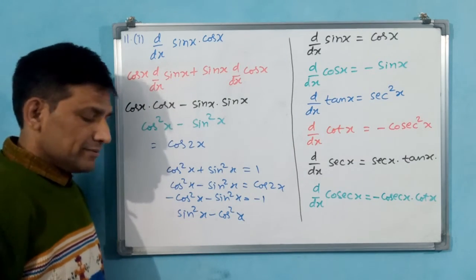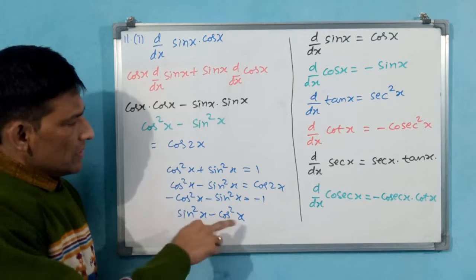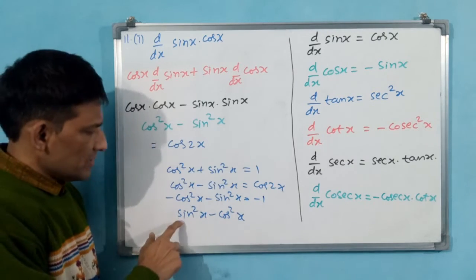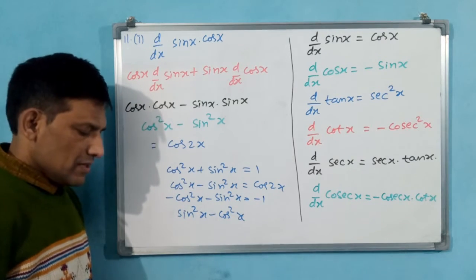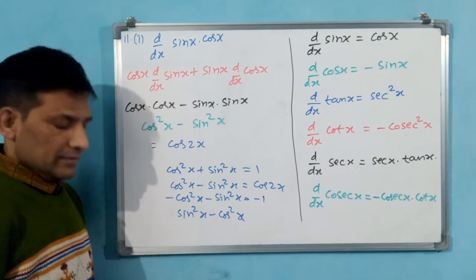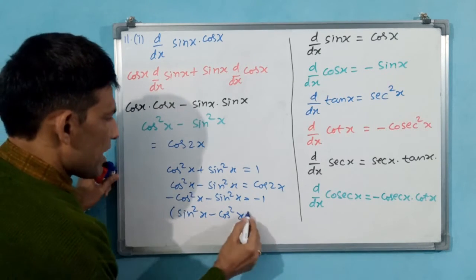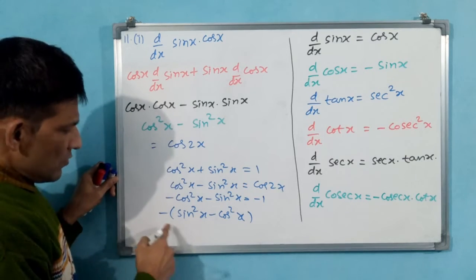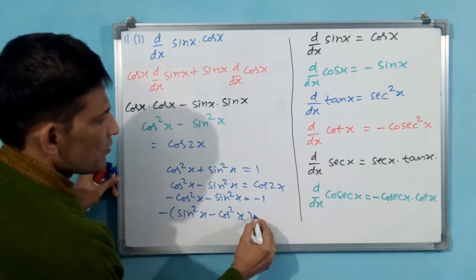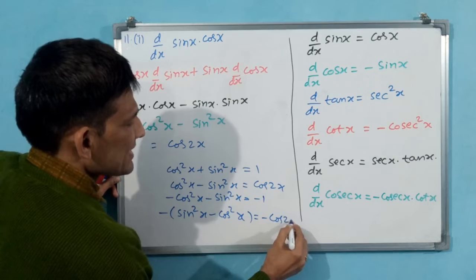What about this? See, here cos square x minus sin square x. Here sin square x minus cos square x. How are you going to write this? You have to take minus common. Now cos square x minus sin square x is going to become, that means, minus cos 2x.